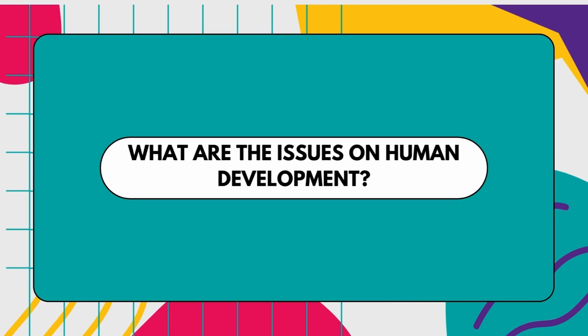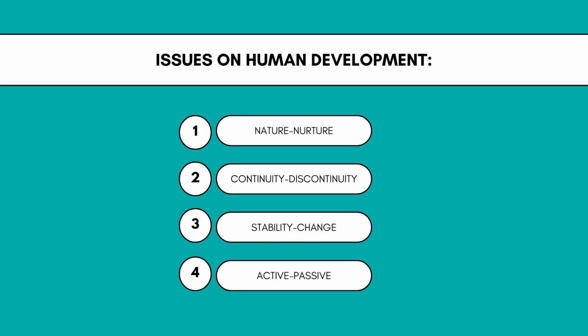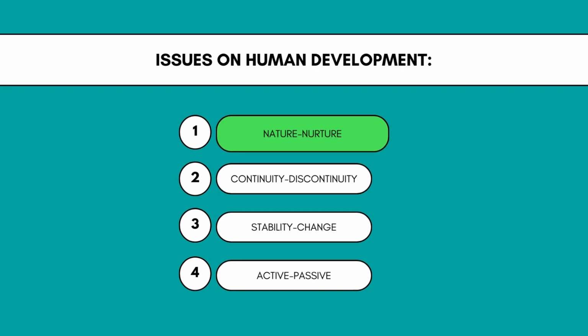Now let us know what are the issues on human development. So we have here the nature versus nurture issue, the continuity versus discontinuity issue, the stability versus change issue, and the active versus passive issue in human development. Let us discuss first the nature and nurture issue.